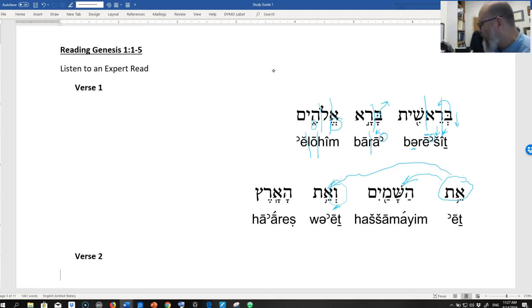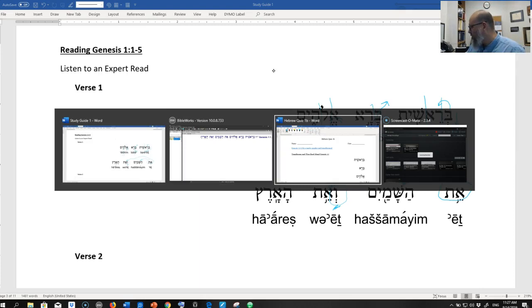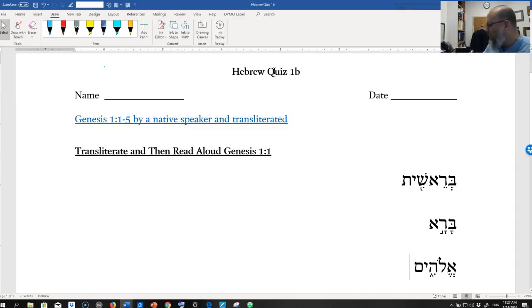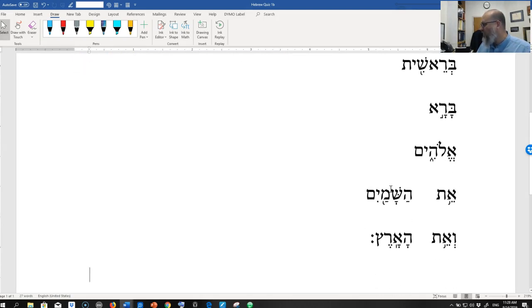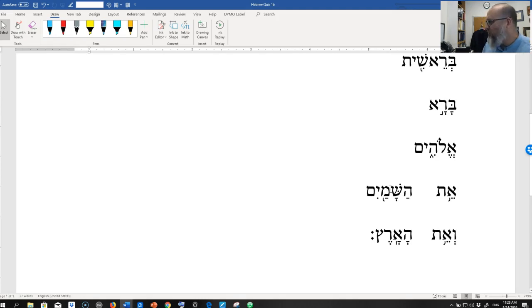So what I want you to be able to do on the quiz is to be able to read this aloud, but somehow I want you to be able to approximate it in writing. So if you can get a few of these, we're only doing these five words, and it's pronounced Bereshit Bara Elohim Et Hashamayim Va'et Ha'aretz. What you want to do in this second quiz is get as much of that as you can. I'm not expecting you to be perfect.